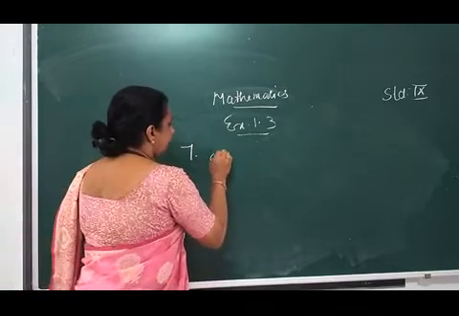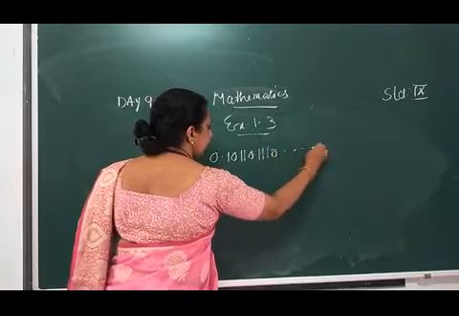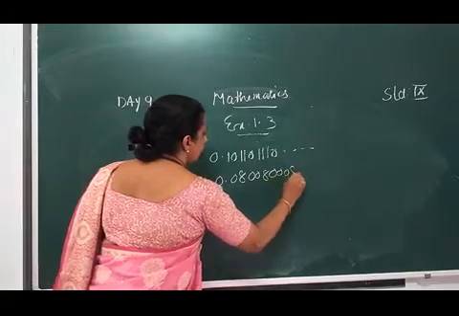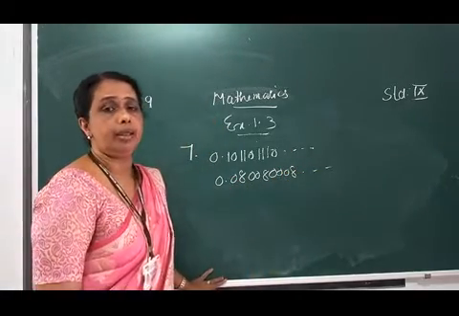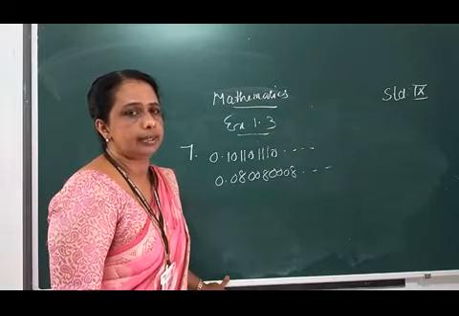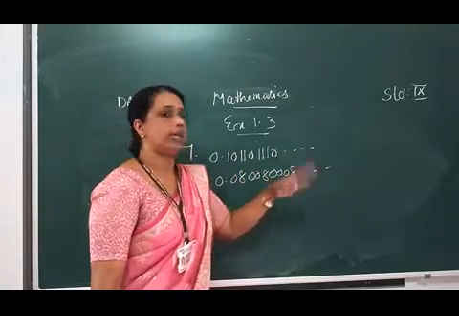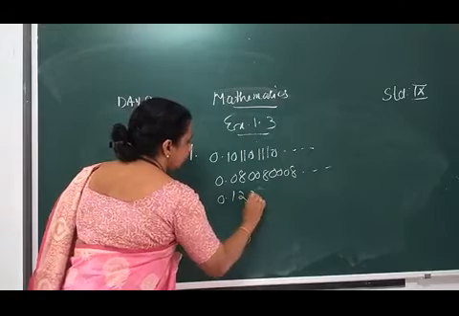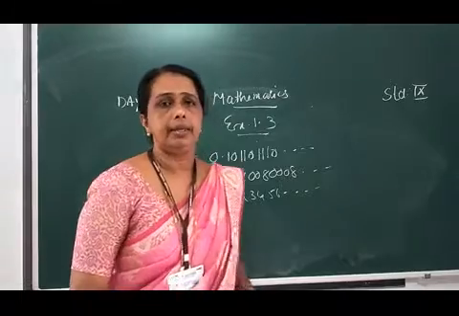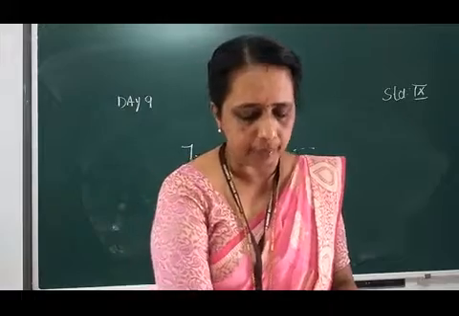Example: 0.10110111011110, etc., or 0.080080008, etc. This way we can write infinitely many non-terminating, non-recurring decimals. In all these decimals you should put the etc. Another example is 0.123456, etc. All are non-terminating, non-recurring decimals. You have to write these examples in your notebooks. Write 3 or 4 examples of your own.